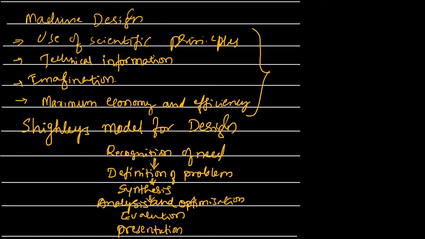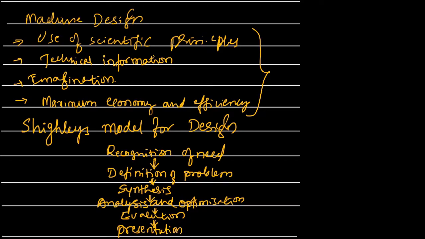Once the synthesis is done, then you go for analysis. In analysis you need to check all the functionality, all the working, and all the mechanisms which are related to one another. Along with analysis you go for optimization. Optimization means checking whether it is possible to reduce the extra components, extra drivers or extra machine elements. Once you complete analysis and optimization, you go for evaluation. If evaluation is a success, then you go for presentation.